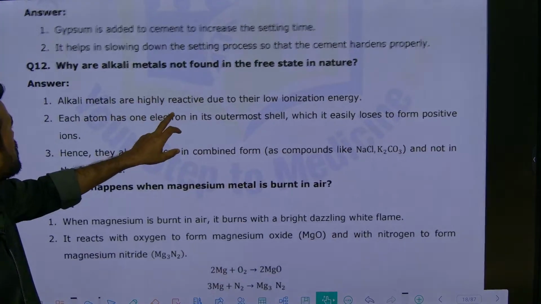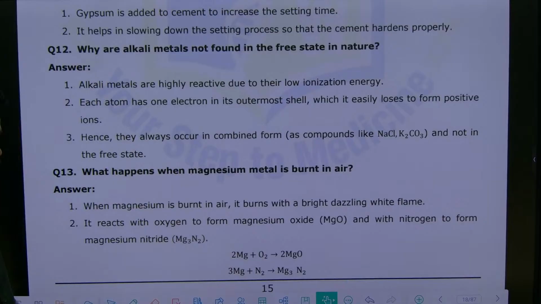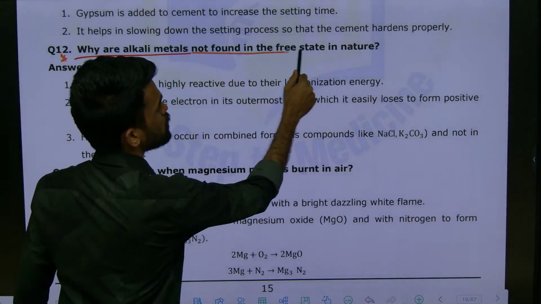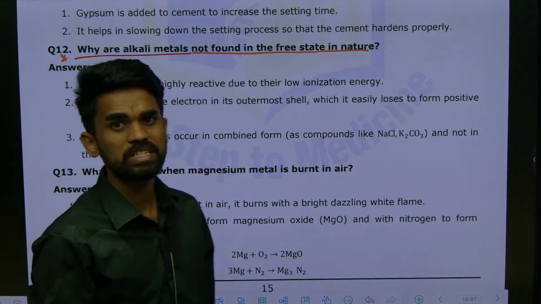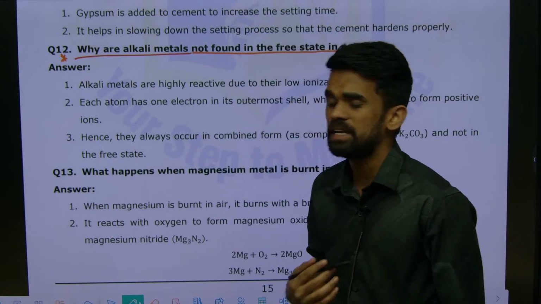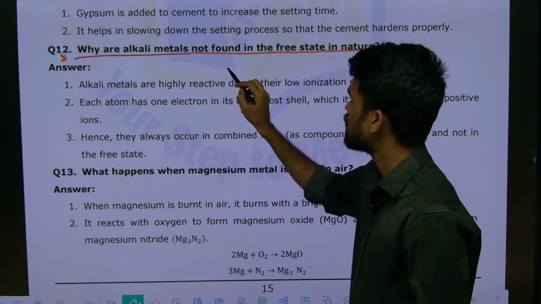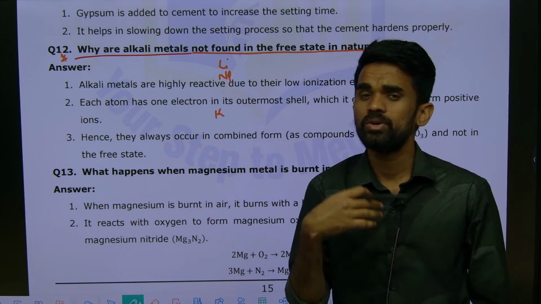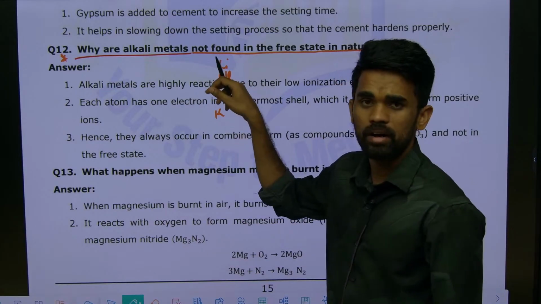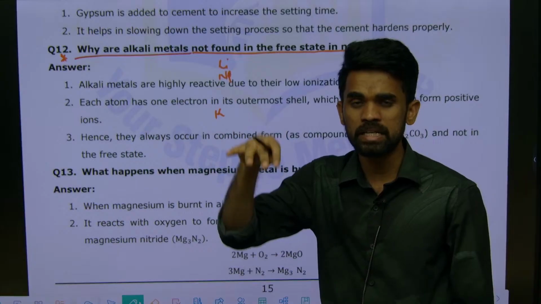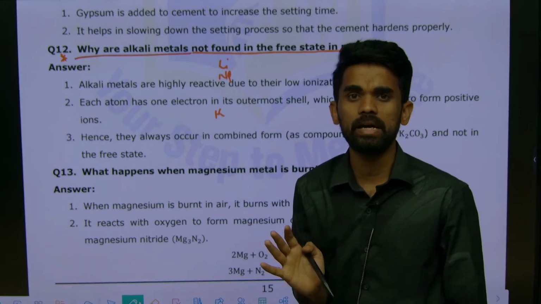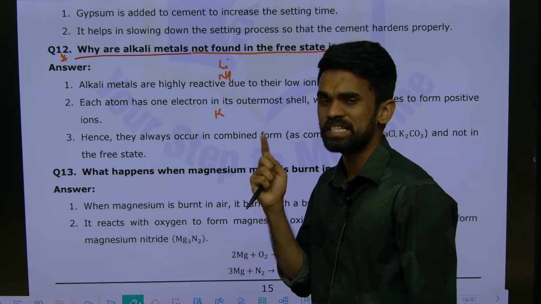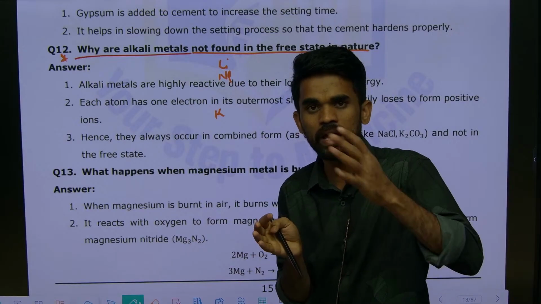And the next one here: why are alkali metals not found in free state in nature? Because alkali metals are highly reactive. The alkali metals are lithium, sodium, potassium. You cannot see these elements in their free state in nature. Always they are in combined state, either in salt forms or oxide forms, but never in free state, because whenever they are exposed to air, what happens?